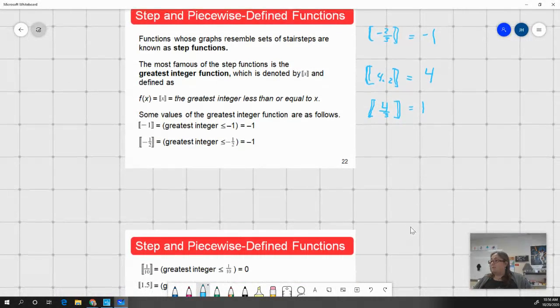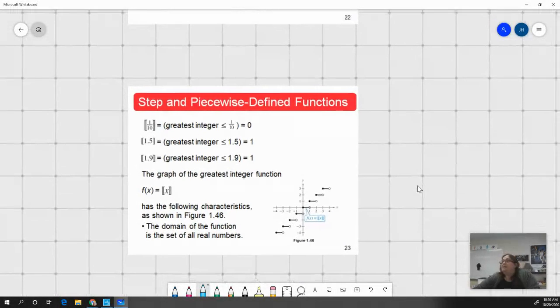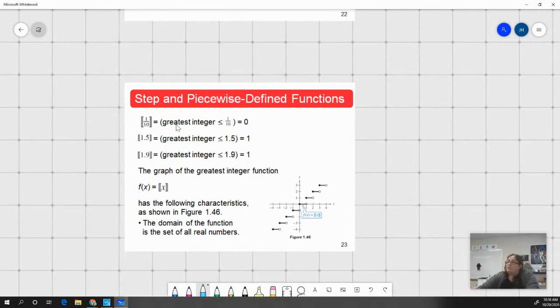As far as how to deal with greatest integer, here we've got greatest integer less than 1/10. Well, what's the first integer less than 1/10? It's not going to be 1, right? Because 1 is bigger than it, so it's going to be 0. The greatest integer less than or equal to 1/5 is going to be 1. It's not like rounding up. You're always going to round down to the lesser integer. 1.9, we're really close to 2, but it's still going to be 1.